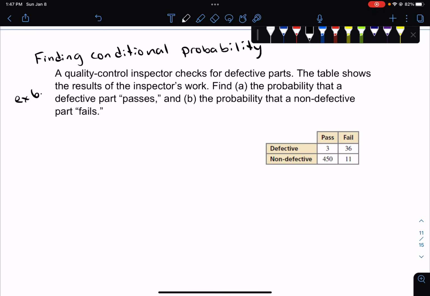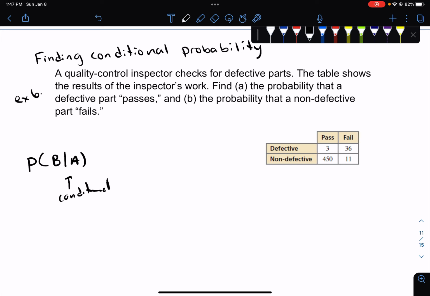All right, finding conditional probability, last part of 5.2. We've already looked at conditional probability, just without that name. Conditional probability looked like this: what's the probability of B happening given that A has already happened? That's called conditional probability. The probability that something happens based on the condition that something else already happened.